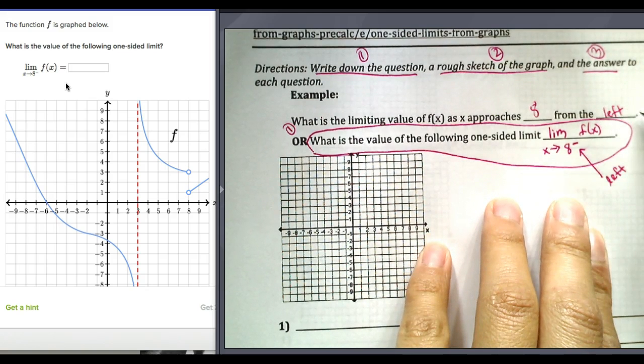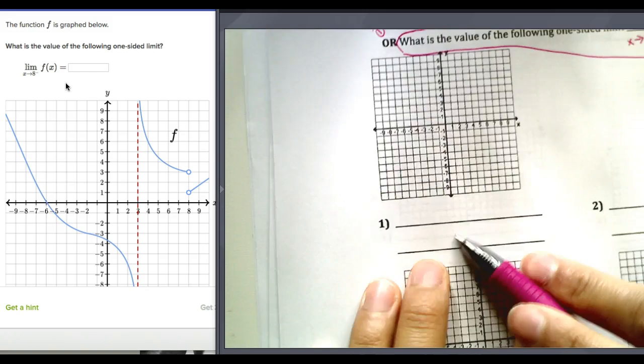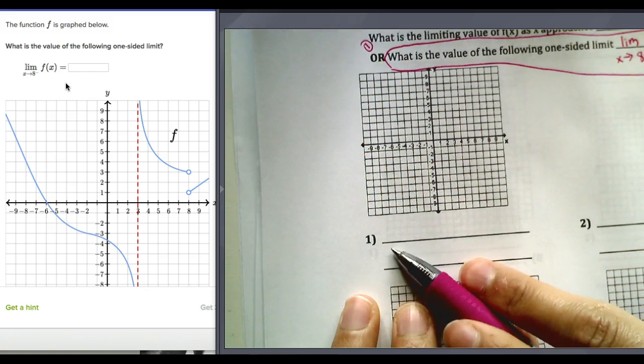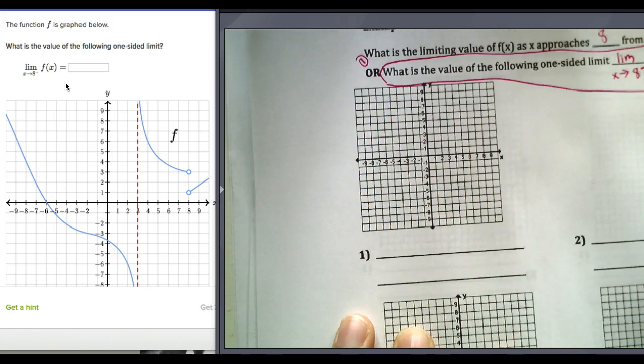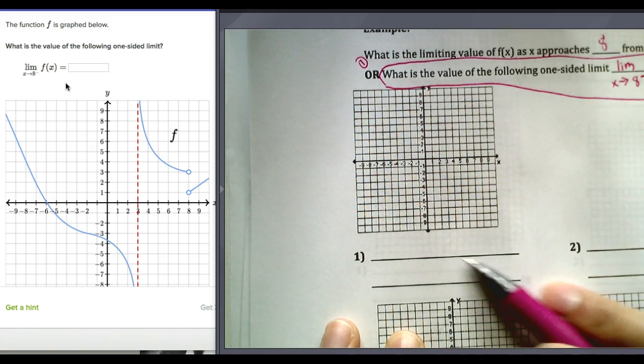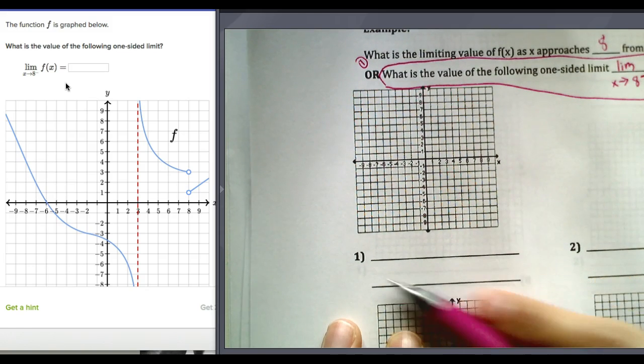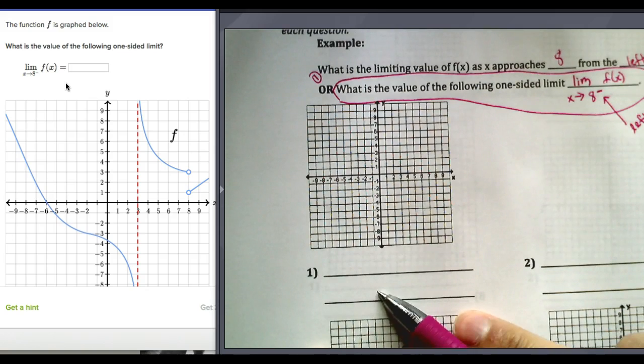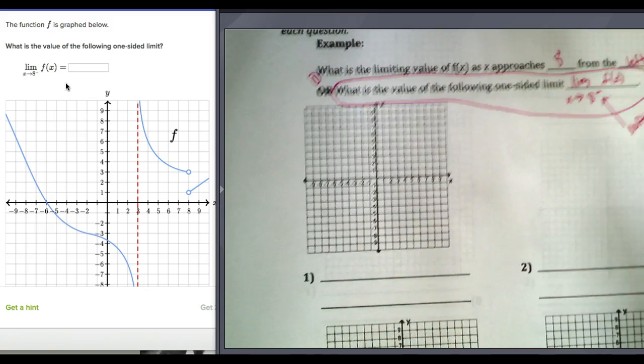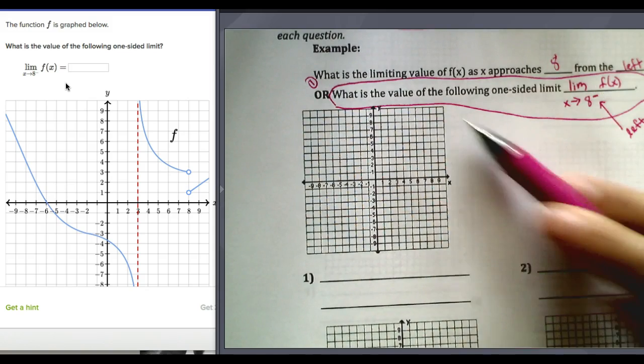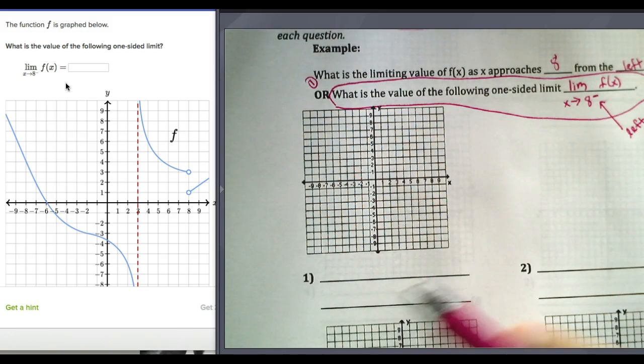You don't have to write this one. This one you do have to write though, in this box right here. So in this box, you would write out: what is the value of the one-sided limit, the limit of f of x as x approaches 8 from the left. You would write this whole statement on these lines.